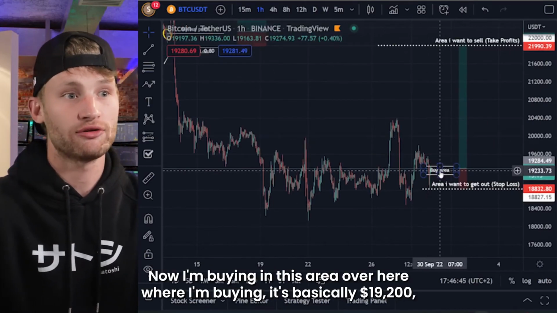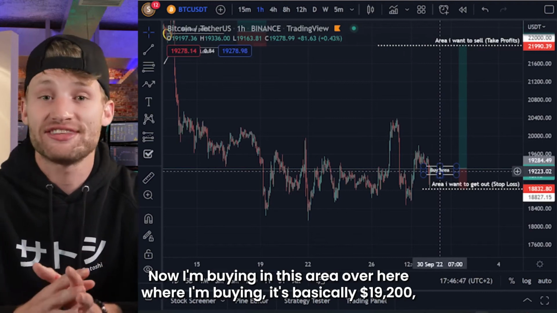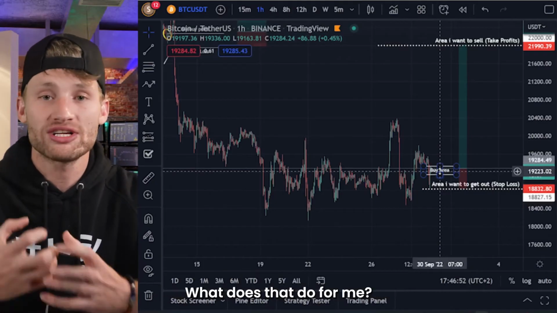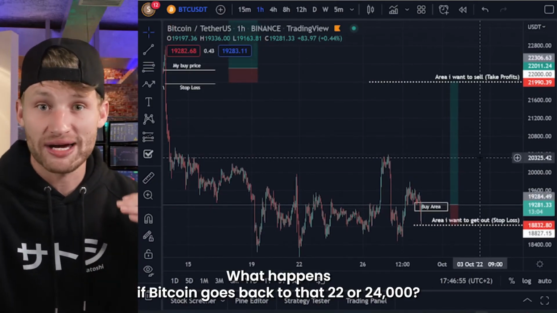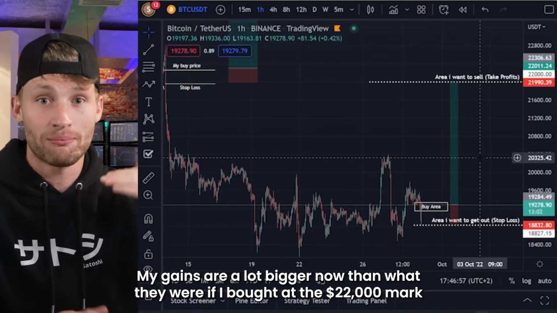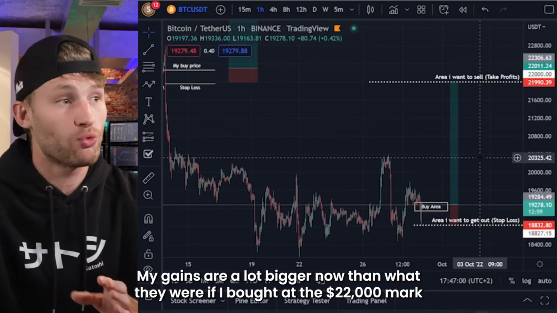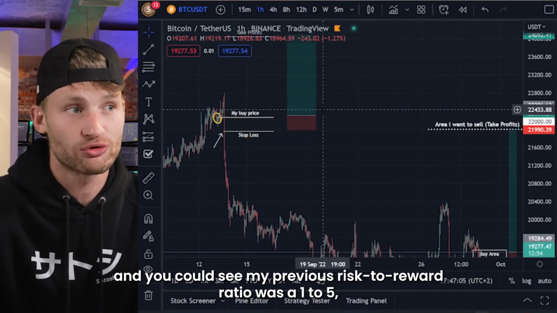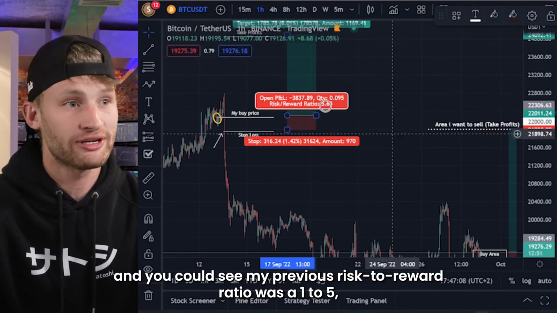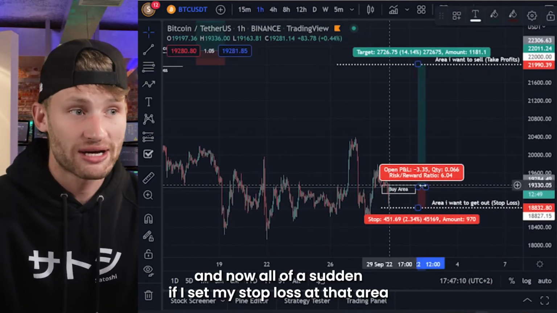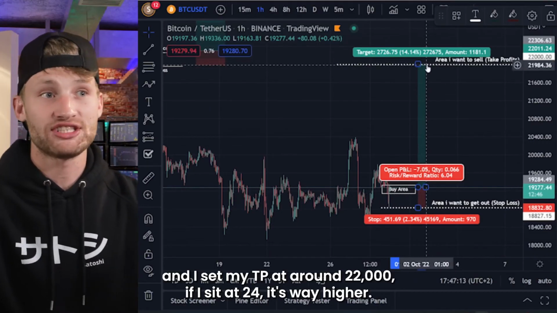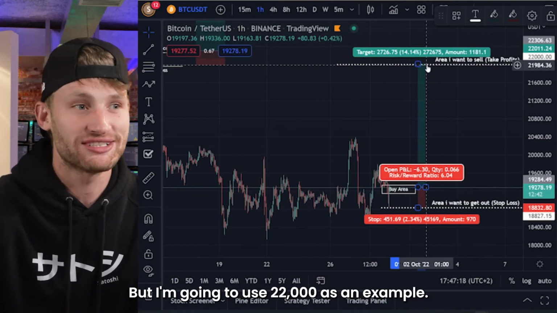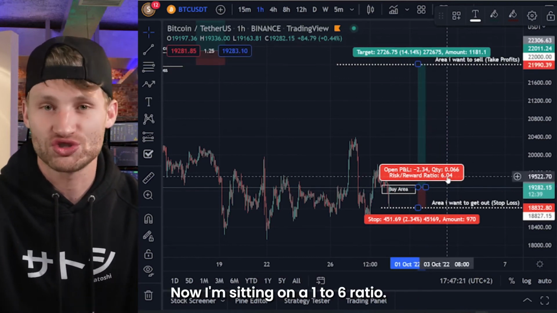Now I'm buying in this area over here at basically $19,200, which is $2,000 cheaper than where I was buying previously. What does that do for me? What happens if Bitcoin goes back to that 22 or 24,000? My gains are a lot bigger now than if I bought at the $22,000 mark. My previous risk to reward ratio was 1 to 5. Now if I set my stop loss at that area and set my TP at around 22,000, and I could set 24,000 which is way higher, but I'm going to use 22,000 as the example, now I'm sitting on a 1 to 6 ratio.